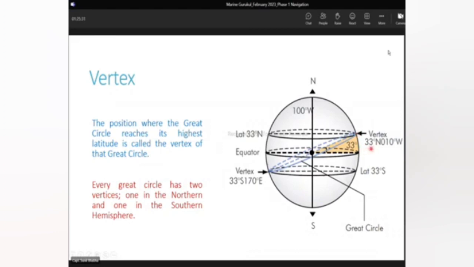In this case, they have taken the latitude as 33 degrees north. So this is where the great circle track touches the highest latitude in the northern hemisphere. Now if you move ahead, the great circle track takes you to the southern hemisphere also, and at this particular point you reach the maximum southerly latitude, that is 33 degrees south. This is the second vertex of this great circle. Every great circle has two vertices, one in the northern hemisphere and the other in the southern hemisphere.